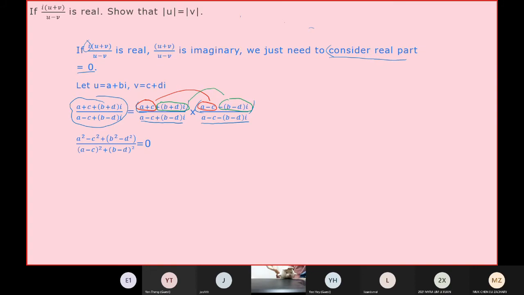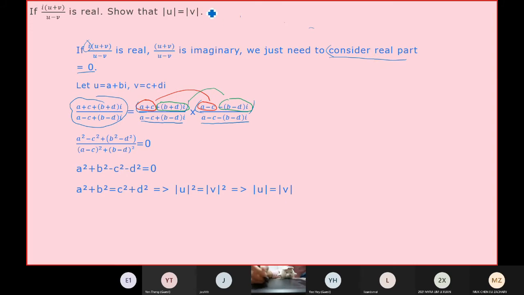So you see, I didn't even consider the imaginary part at all. I didn't waste time finding (a plus c) times (b minus d), then (b plus d) times (a minus c). I'm not in the mood to waste that much time. Just consider the real part. Do some rearranging: a squared plus b squared equals minus c squared minus d squared, so a squared plus b squared equals c squared plus d squared, which are the squares of the modulus of each complex number. So mod u equals mod v.